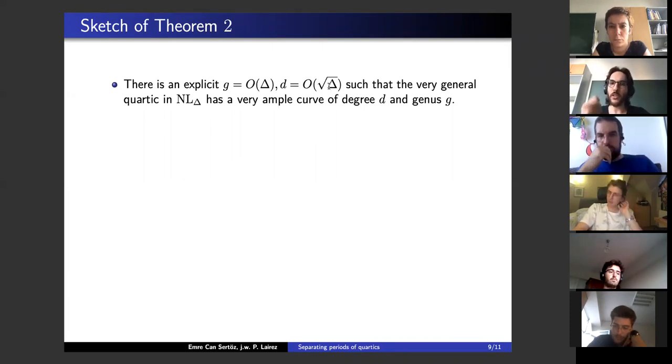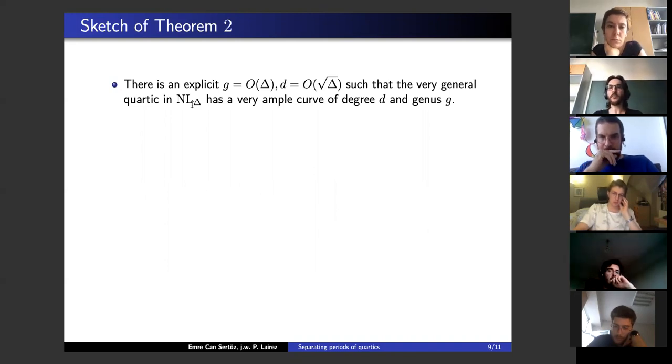So you can find the genus and degree such that there exists a very ample curve in this very general quartic in this Noether-Lefschetz locus of degree d and genus g. Because it's very ample, now I can compute the size of the linear system. That will play an important role.